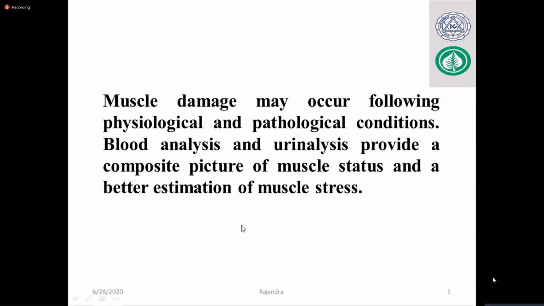I already told you that. Blood analysis and urine analysis provide a composite picture of muscle status and better estimation of muscle stress. See, here I am saying blood and urine, but these are not limited actually. We should say blood fluids or body fluids generally. Any fluid that is in the body, that is body fluid: blood, urine, cerebrospinal fluid, synovial fluids, many pericardial fluids, many peritoneal fluids. Many fluids are there, and we can analyze them.